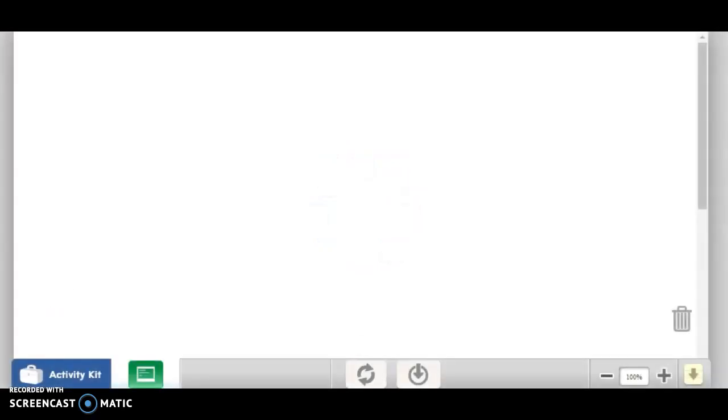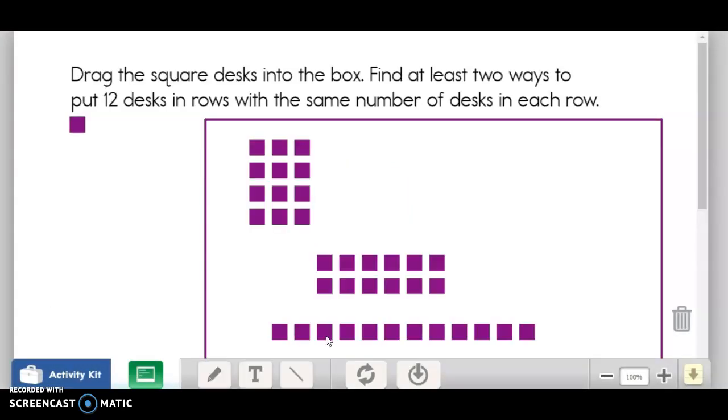All right. So this next page, now we're going to finally get to your math journal. And the directions say drag the square desks into the box. Find at least 2 ways to put 12 blocks in rows with the same number of desks in each row. So you have to have equal groups here. And so I put 3 in this row. 3 and 3 is 6. 3 more is 9. 3 more is 12.